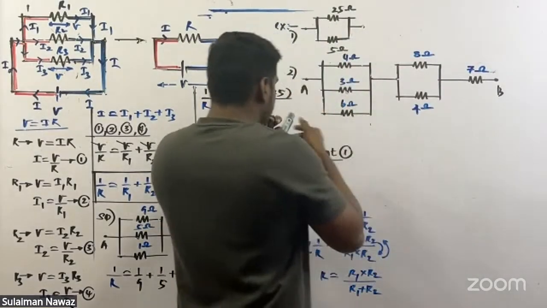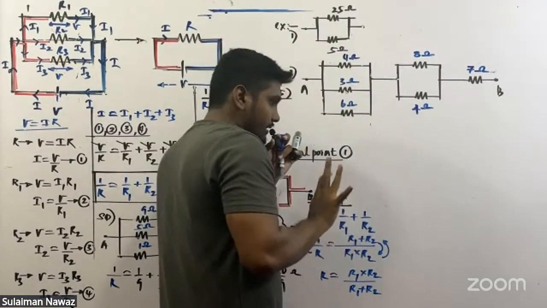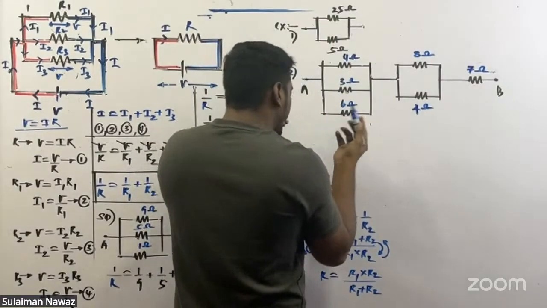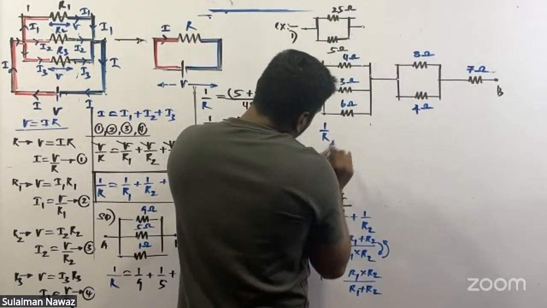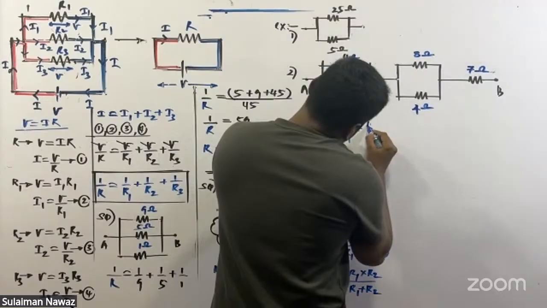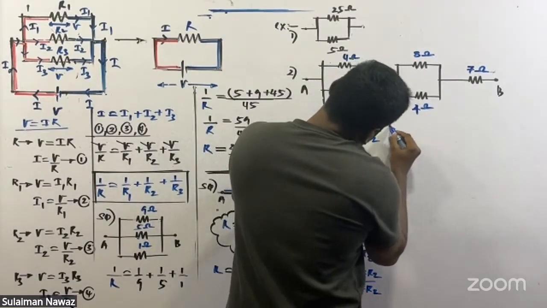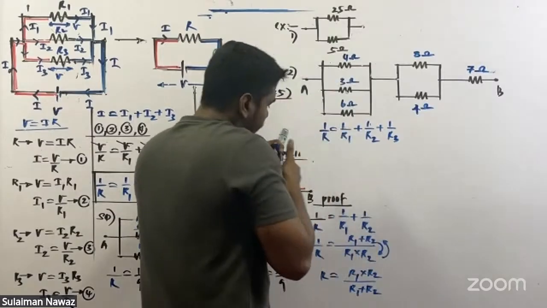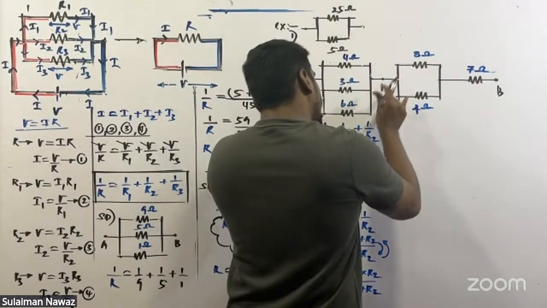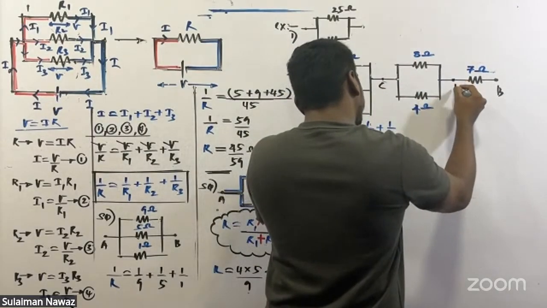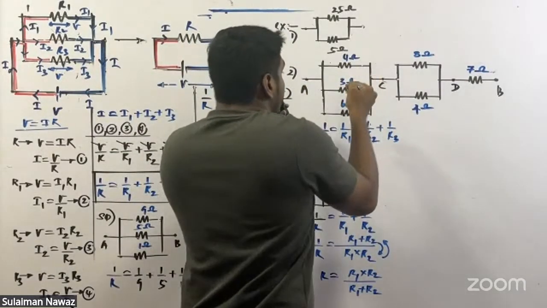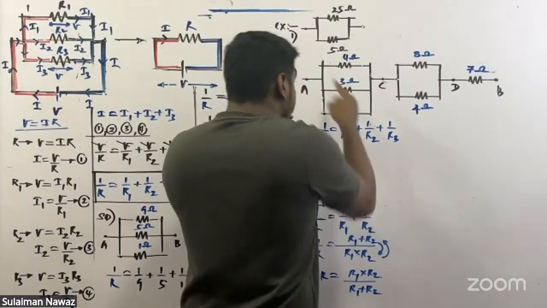So if I find the equivalent of these three, let's say R, then we know that 1 over R equals 1 over R1 plus 1 over R2 plus 1 over R3. So for the equivalent of these three, I take this point as point capital C, and this point is going to be point capital D. This time I'm going to find the equivalent resistance between terminal A and C.